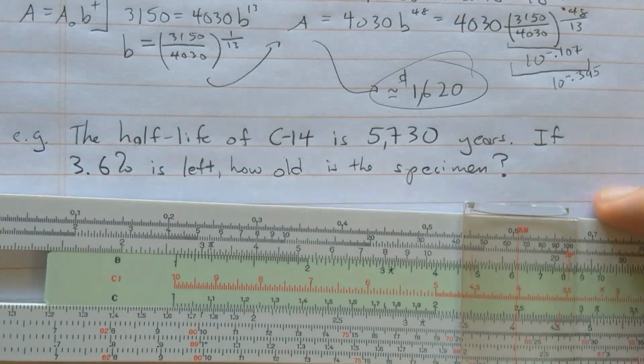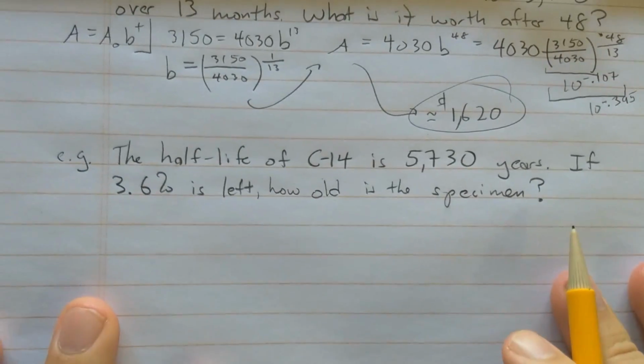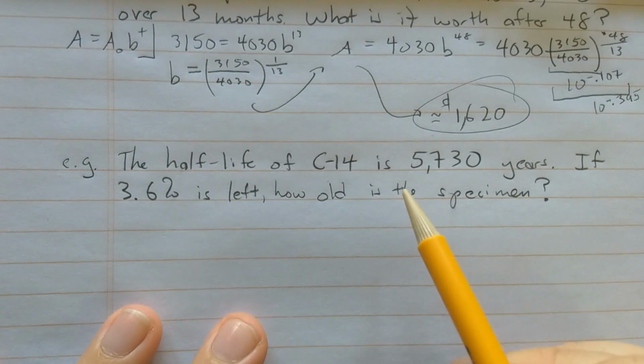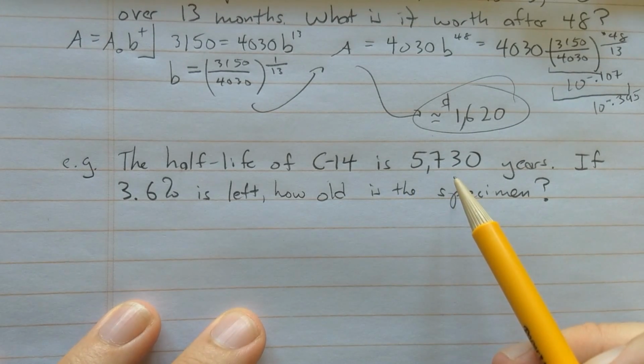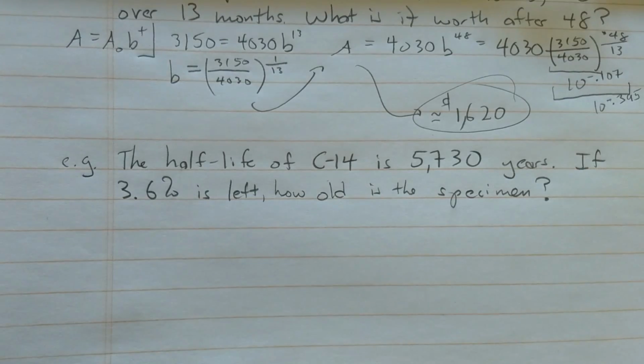Alright, as a second example, we'll do a half-life problem, again, where we have exponential decay. We'll again assume exponential model. And so the half-life of carbon-14 is 5,730 years. If 3.6% is left, how old is the specimen? Assuming it starts at 100%.